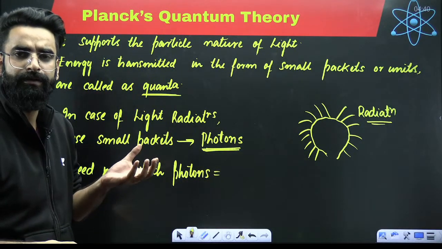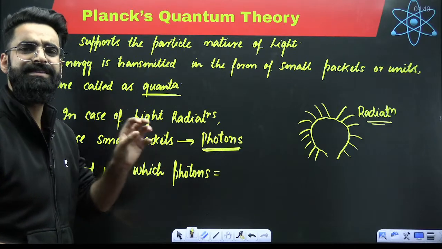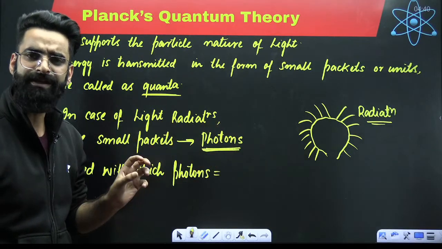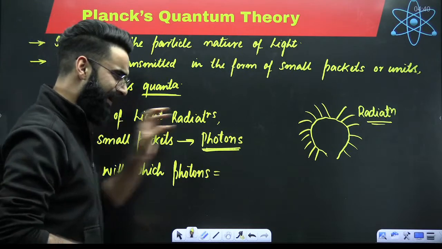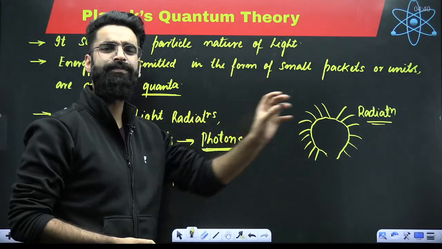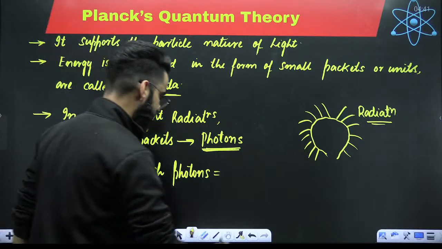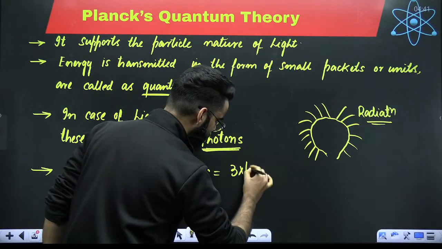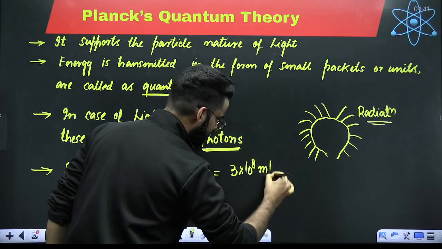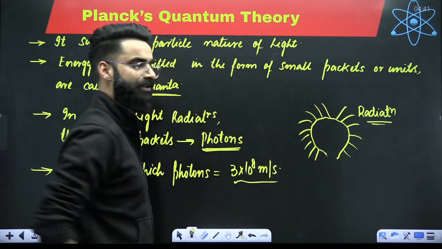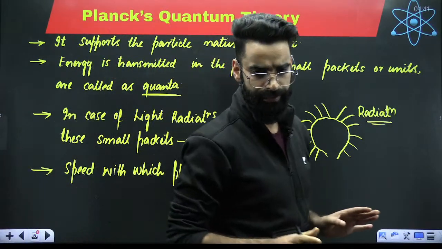Because what is a photon? Light radiation consists of photons basically. So if I say light radiation is moving, that means these photons are moving with a speed equal to 3 into 10 raised to the power 8 meters per second, in vacuum. This is something which I believe every one of you would have gotten till now.